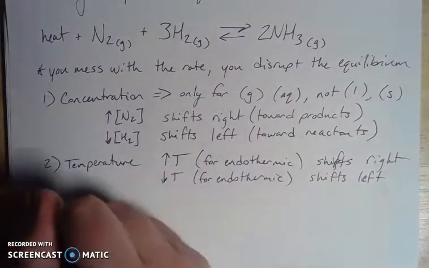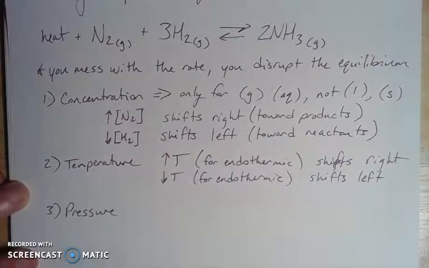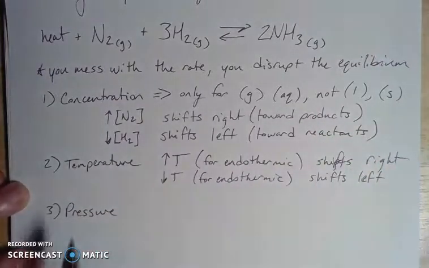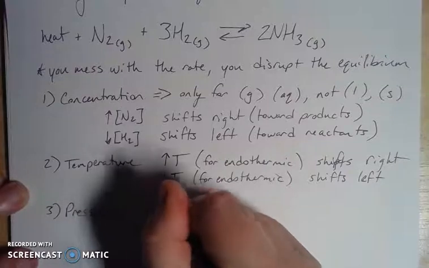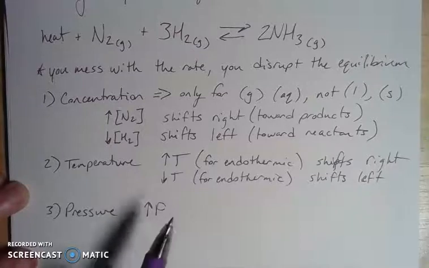Now, another important one, especially for a system like this one, which is a homogeneous equilibrium with all gases, is pressure. We know that pressure has more of an impact on gases because they're compressible, right? I can push them down into small spaces, I can expand them out. So pressure has more influence on gases than liquids and solids. With pressure, if I increase the pressure, the system is going to shift to the side with a fewer number of moles of gas, which makes sense because if I'm increasing that pressure, I want to go to the side with fewer moles.